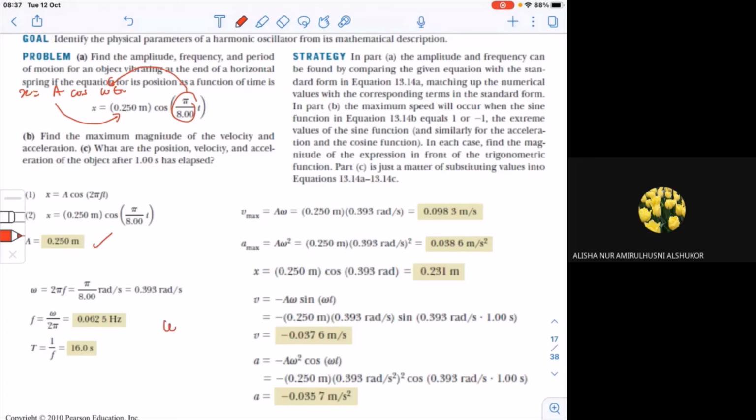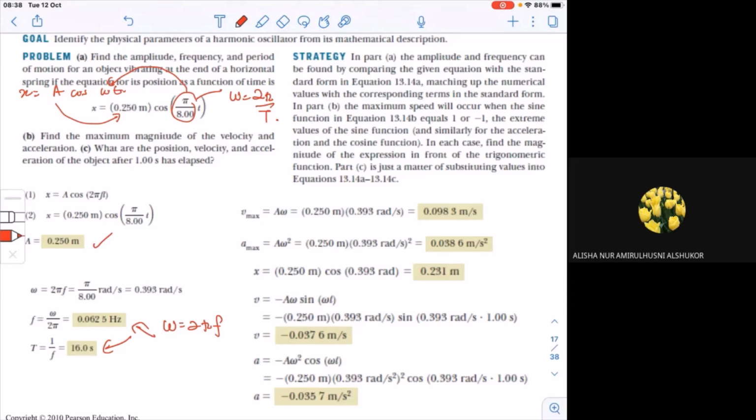omega equals 2 pi f. Or maybe you can write this as omega equals 2 pi over T. So from omega equals 2 pi f, you will get f equals 0.0625 hertz. And from the frequency, you will get the period. So that gives the amplitude, frequency, and period of the motion.